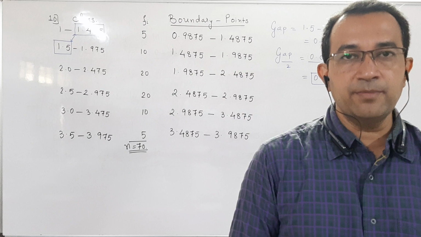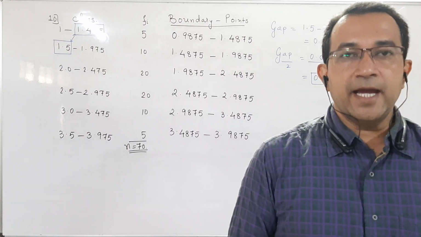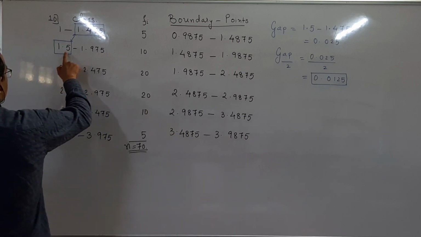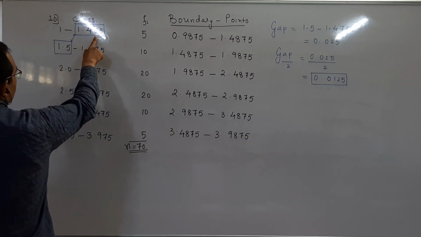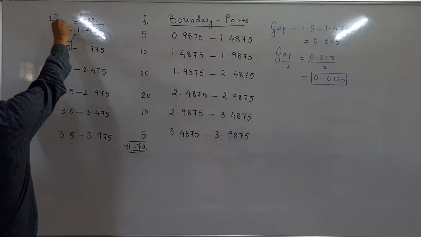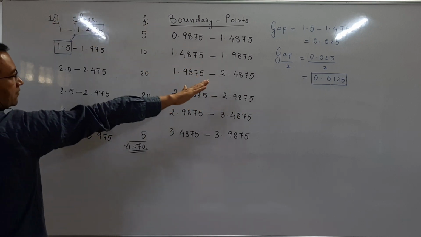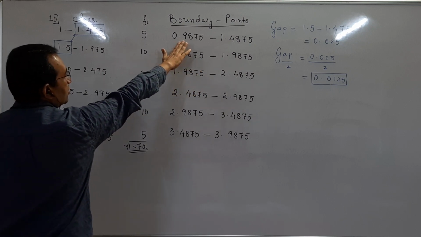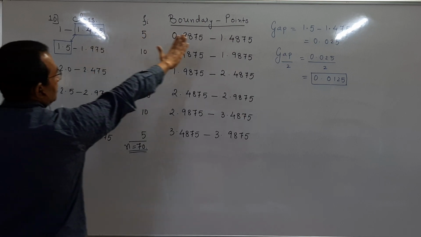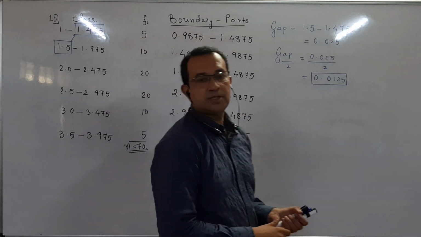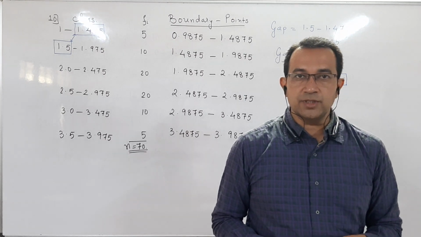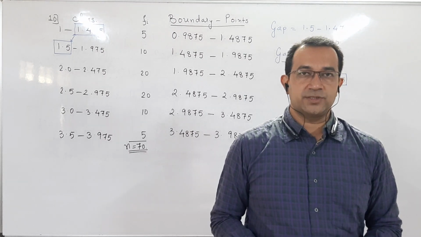So always remember, find the gap between the lower limit of the second class and the upper limit of the first class. Divide the gap by 2. From the lower limit, subtract half of the gap to get the lower boundary point, and add half of the gap to the upper limit to get the upper boundary point. This is the classical technique to find boundary points.